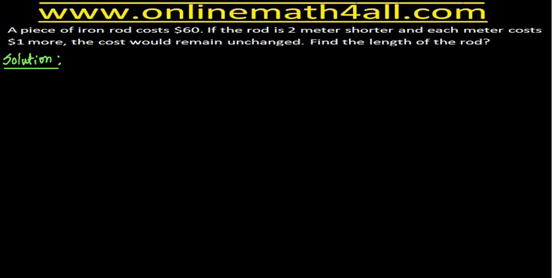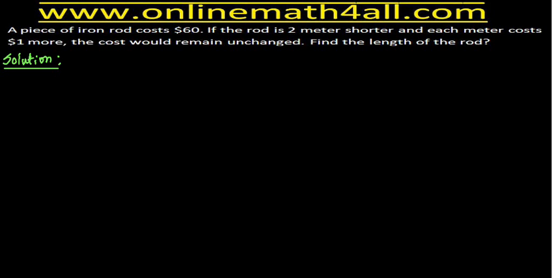In this video, we are going to see how to solve some difficult word problems using quadratic equations. Okay, let us consider the problem that we have on the board. A piece of iron rod costs $60. If the rod is 2 meters shorter and each meter costs $1 more, the cost would remain unchanged. Find the length of the rod.